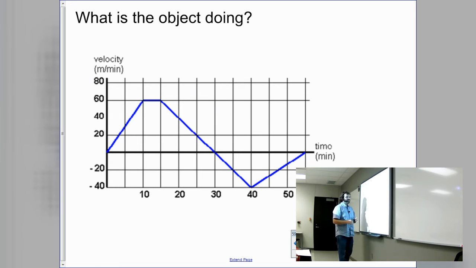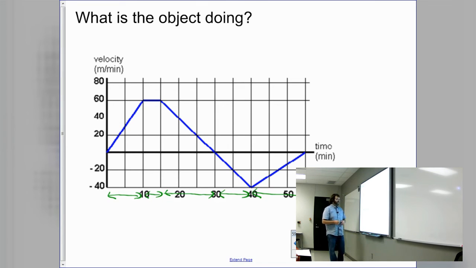To do that, we could analyze the whole motion and again, what is it doing over the entire trip? But I think it's more important to focus on what it is doing at different portions of the trip. We're going to take a look at 0 to 10 seconds, 10 to 15 seconds, 15 to 30 seconds, 30 to 40 seconds, and 40 to 55 seconds. I think those are the most relevant, most important time frames in this graph to look at.